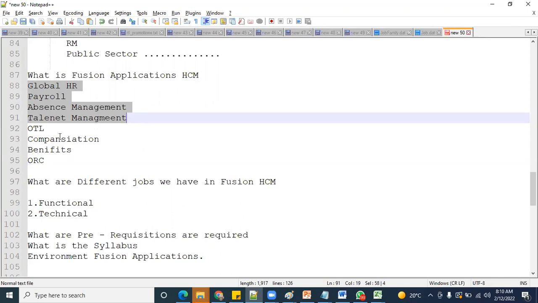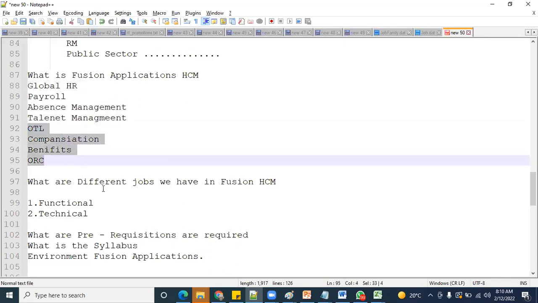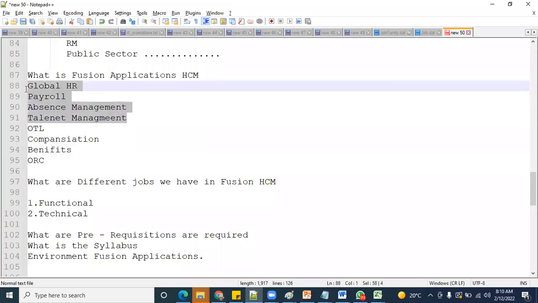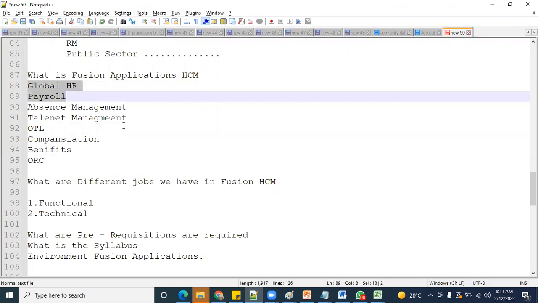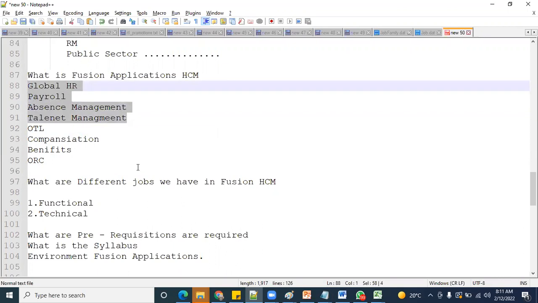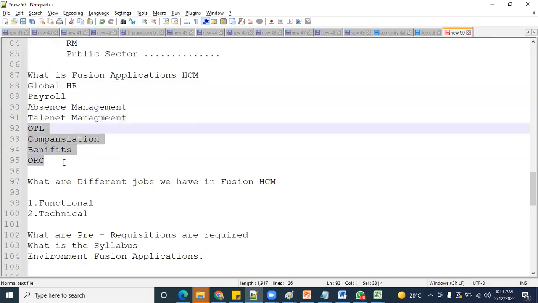And then these are all advanced modules: OTL, compensation, benefits, and awards. People who are already working will learn these modules, because without having knowledge of the earlier modules, you cannot learn this one. This is advanced. If somebody says that I'll learn advanced directly, it's not possible. Because if you want to learn OTL, time and labor, first you have to learn these 2 modules. Without Global HR and payroll knowledge, you cannot learn OTL or any other. That's why people who are applying for a job in the initial stage learn these modules, then once you get 2 to 3 years of real-time experience, you will try to migrate into these modules.